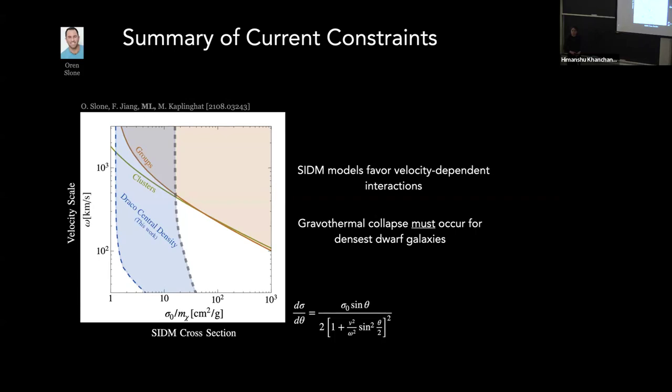This blue region? Yes. This blue region is actually coming from Draco. So Draco is a dwarf galaxy that's very cuspy. Yeah. So the fact that it's cuspy excludes self-interacting models that would predict that it should have a big core. So that's where this constraint is coming from. And the reason that not all of this region is excluded yet is because we don't know yet, it actually may be partially excluded.